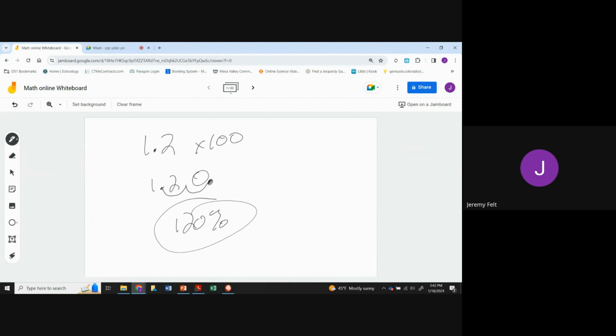And we can work with percentages. Even though percent means per 100, there are examples where we can go above that.